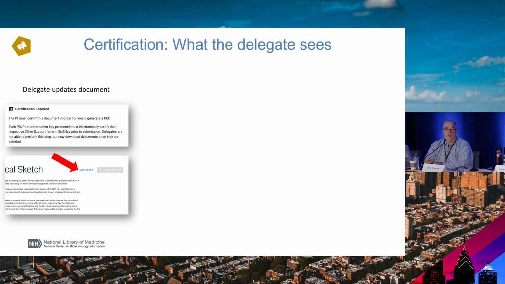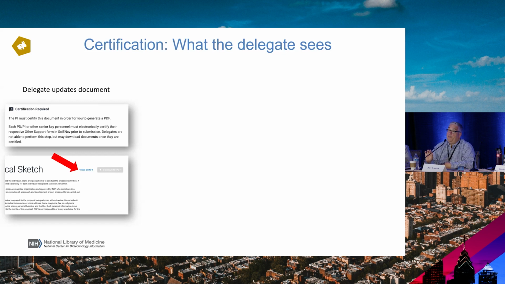You can click that view draft, and then we'll generate the PDF, and it has a watermark draft on it, so you know that it's not the final version. But you can put your eyes on exactly what the PDF will look like. So you'll be confident, okay, I can now let my PI know that they can come in and certify this.